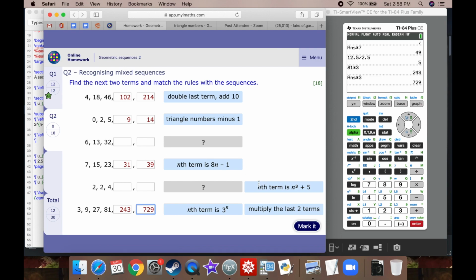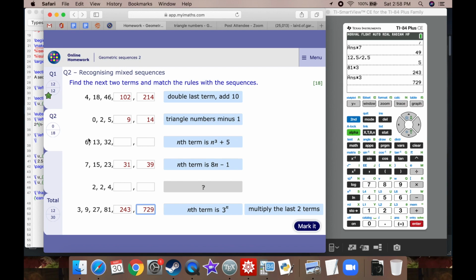Now, all right, the nth term is n cubed plus 5. Well, which one is it? Let's let n equal 1. So 1 cubed is 1. 1 plus 5 is 6. Which one of these seems to work? This one. Okay, so let's click and drag that there.